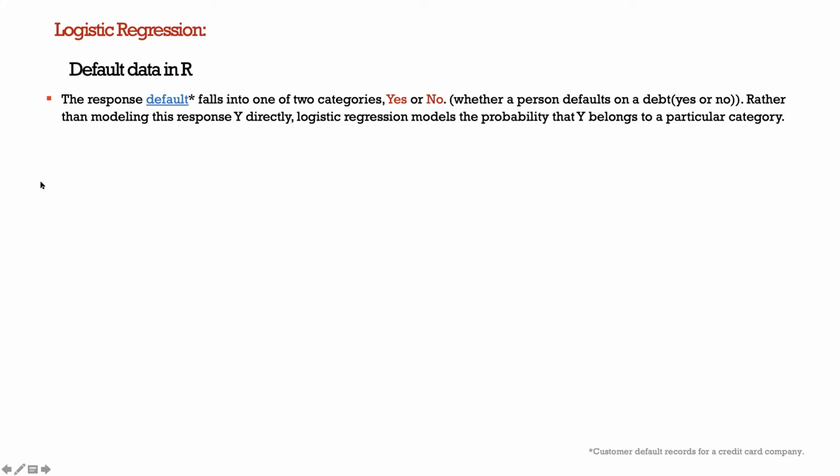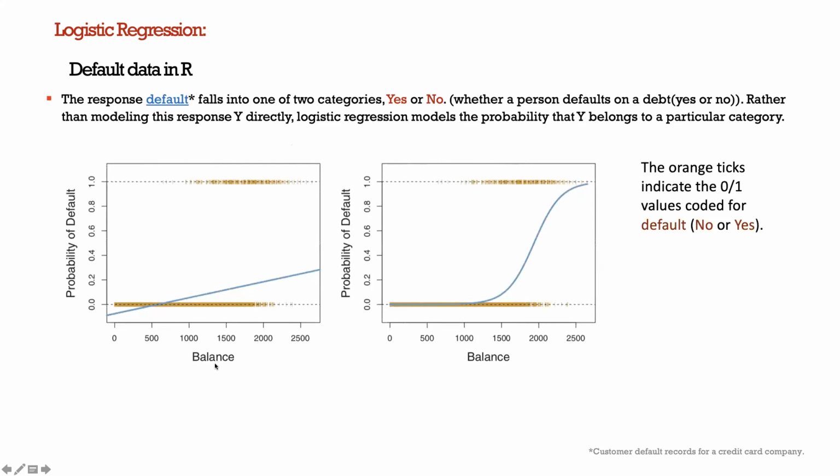So rather than modeling this response Y directly in here, in logistic regression models, we are just modeling the probability that Y belongs to a particular category. And these categories can be 1s and 0s in here. Generally, we think of that as 1. And let's see these plots in here. You see the balance on the x-axis, and we see the probability of default, okay?